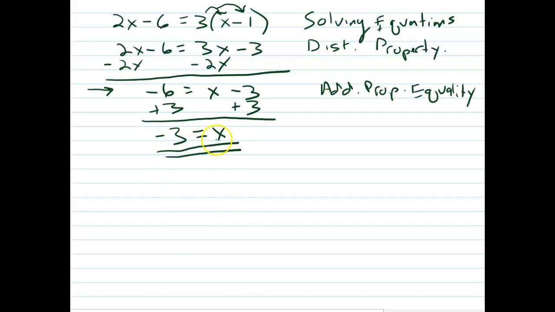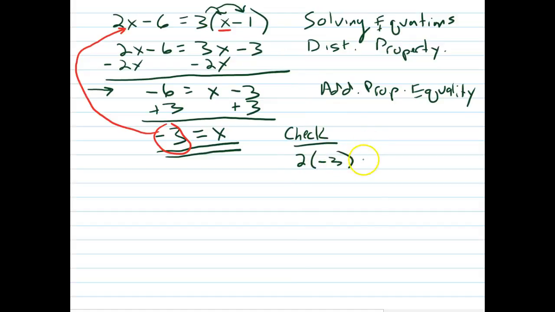X equals negative 3. We can always check our solution by going back to the original equation that we started with and take the value that we have here, this negative 3, and plug it in wherever we have an x in the original equation. So we'll do that. So I have 2 times a negative 3 minus 6 is equal to 3 times a negative 3 minus 1.